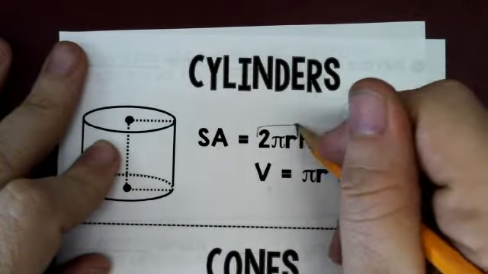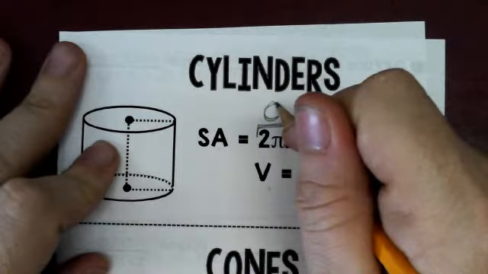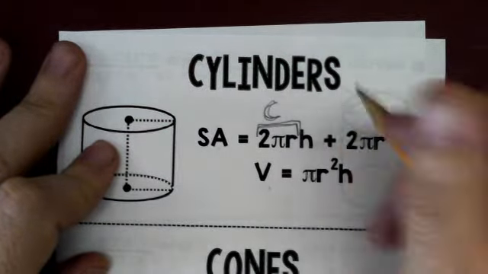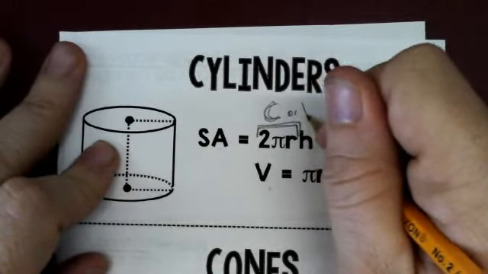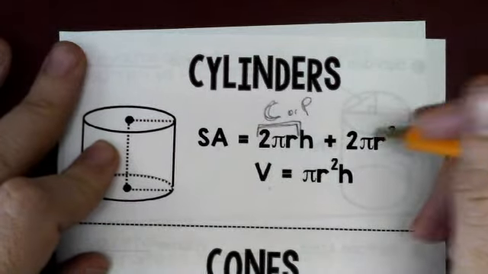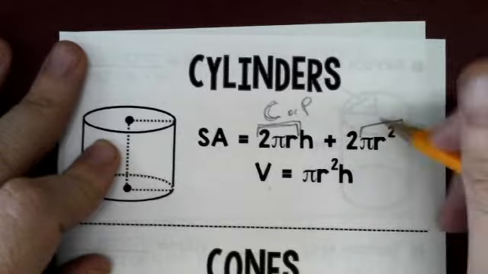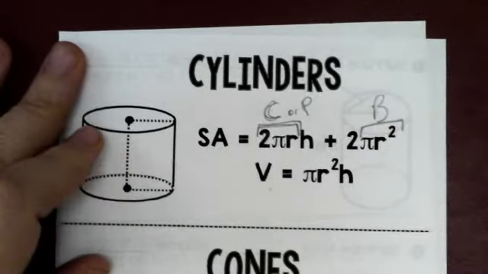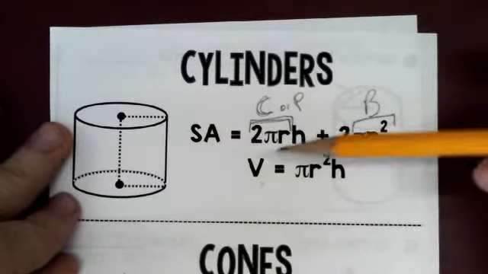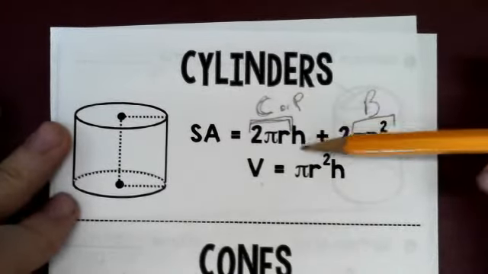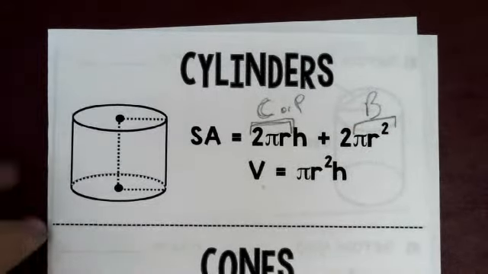So this 2 pi r, this is really our circumference, or you might think of it as the perimeter. And again, this pi r squared, this piece, would be the area of our base. And so the total surface area is just the perimeter times the height, plus 2 times the area of the base. Same thing as with prisms.